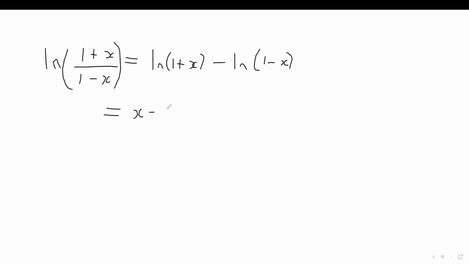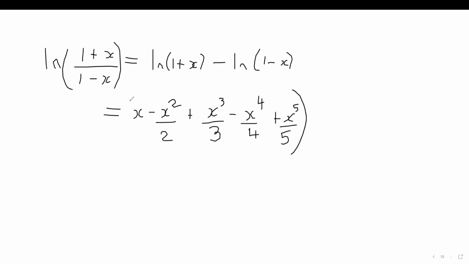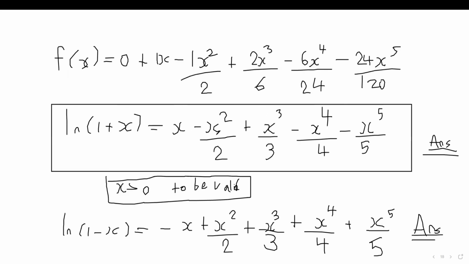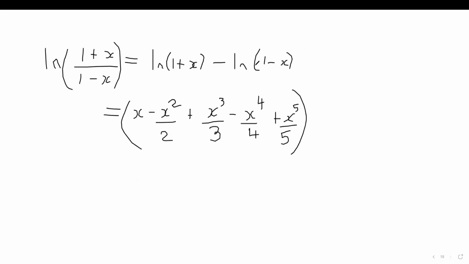x minus x squared over 2 plus x cubed over 3 minus x to the 4 over 4 plus x to the 5 over 5. That's what we have. This is ln(1 plus x), all of that. See it there, just to make sure? See it there? Plus, minus, minus, minus.